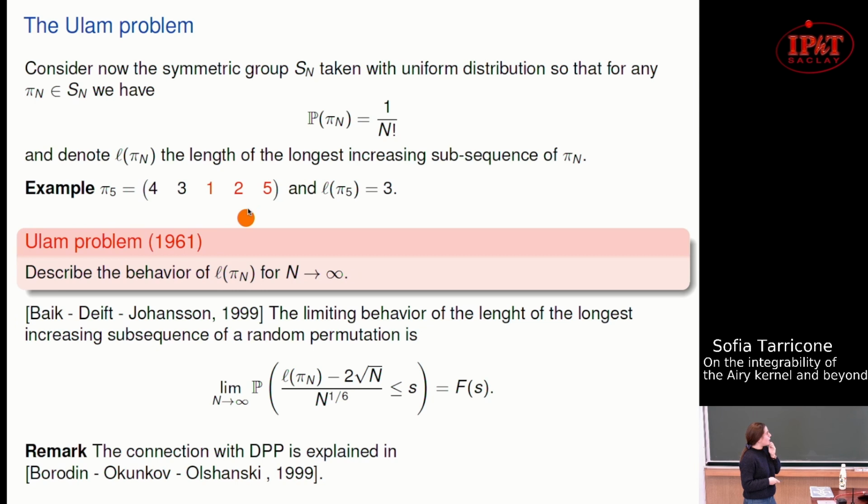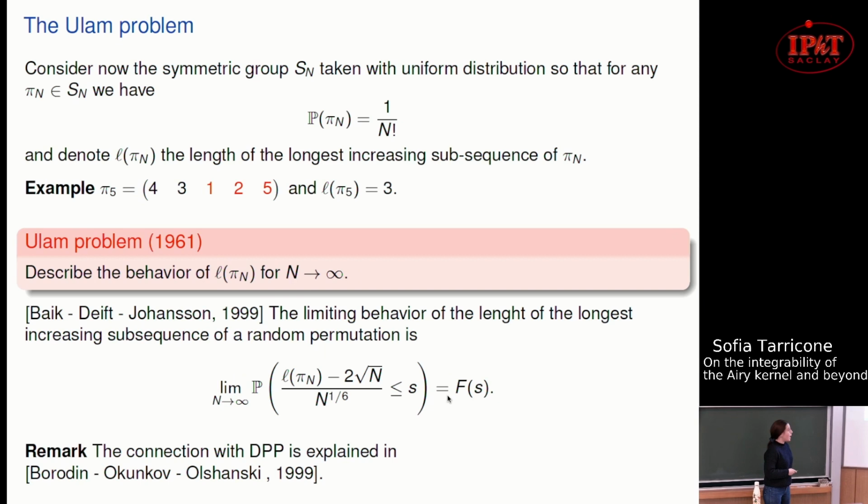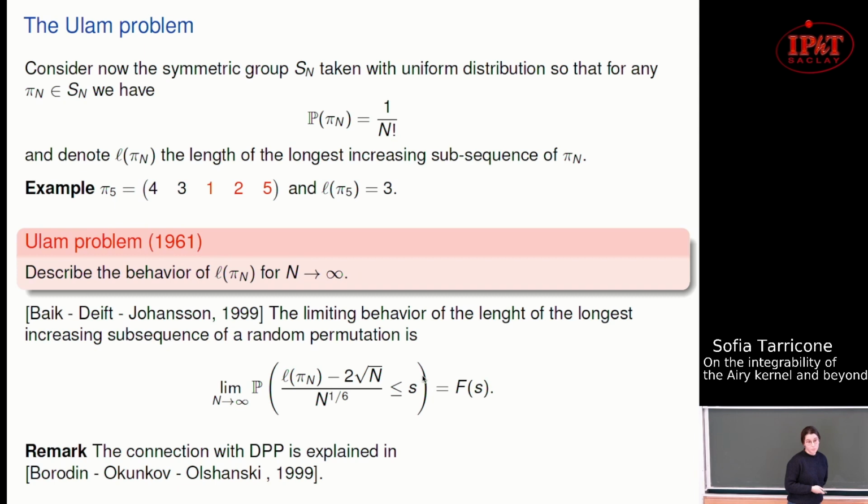It was a quite old problem, this Ulam problem, to describe the behavior of the length of the longest increasing subsequence of this random permutation for large n, again. And what was then proved by Baik, Deift, Johansson in 1999 is that the limiting behavior of the length of the longest increasing subsequence for a random permutation with uniform distribution is again given by this Fredholm determinant of the Airy kernel.